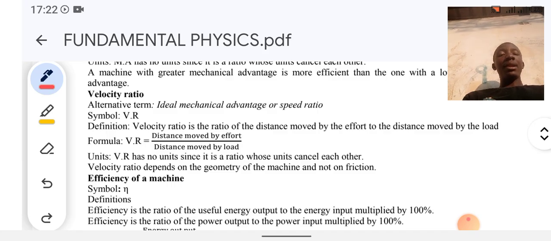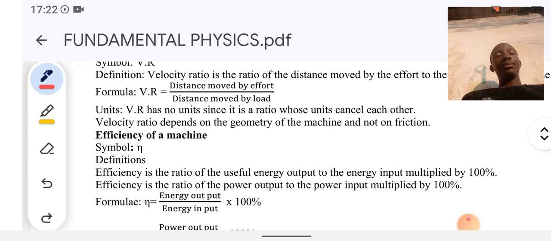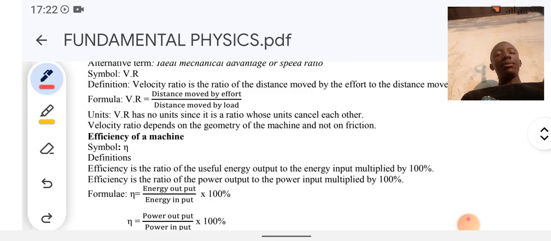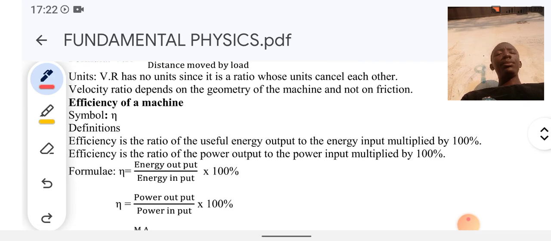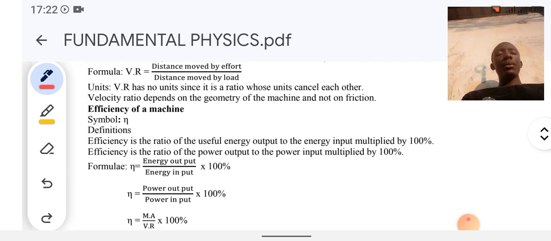So we have that formula there for representing the velocity ratio. Moving on, the SI unit for velocity ratio is the same as for mechanical advantage. The units will cancel each other because you divide the same SI unit.